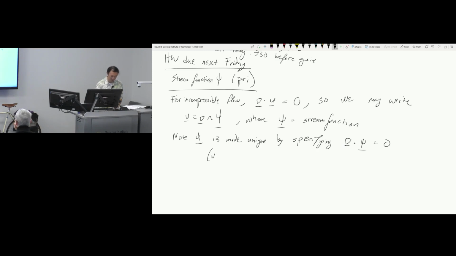And this corresponds to basically choosing the gauge of a wire in E and M, the wire gauge in magnetism.